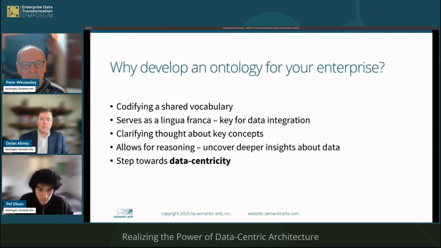And then the final reason you might want to create an ontology is that it's a step towards data centricity. Often when we start working with clients, they'll have what we'd call an application-centric architecture. It's common to see dozens of applications used for various purposes, all with different data models or schemas, and these databases are siloed from one another. By creating a single ontology to represent all of your enterprise data, you can start to break down silos, and your organization can really start to take ownership of its data.